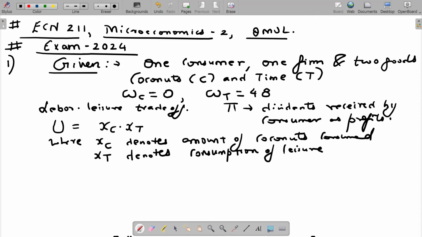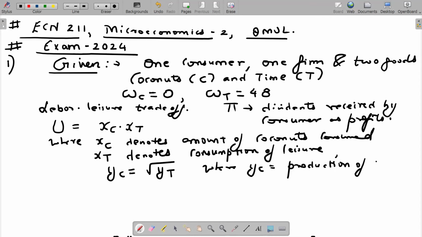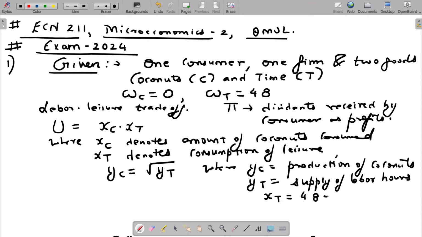And we are also given that yc is equal to square root of yt, where yc denotes the production of coconuts and yt denotes the supply of labor hours. And we are also given that the amount of leisure is equal to 48 minus the supply of labor.